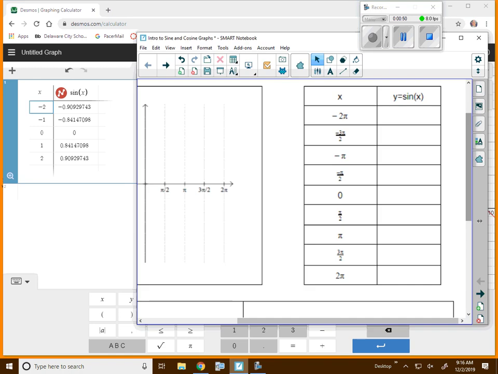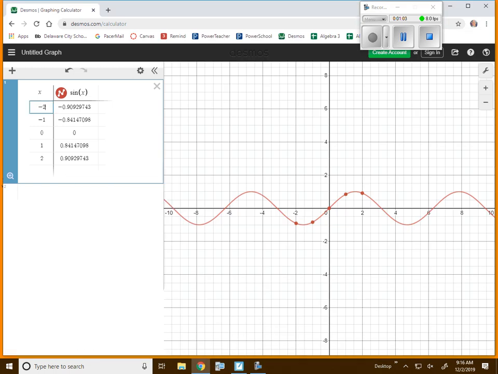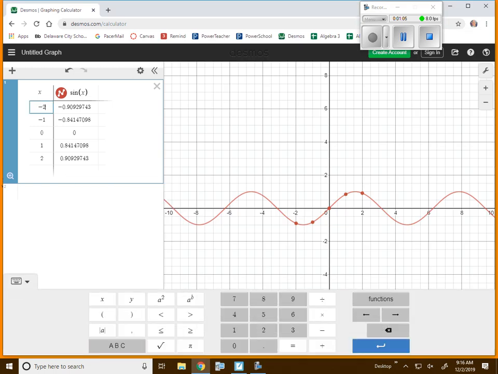So if you look at the x values, we need them in terms of pi. What's cool about Desmos is that it will let you type in pi. So in this first one, I need -2 pi. If you just type the letters pi, it'll change it to pi for you.